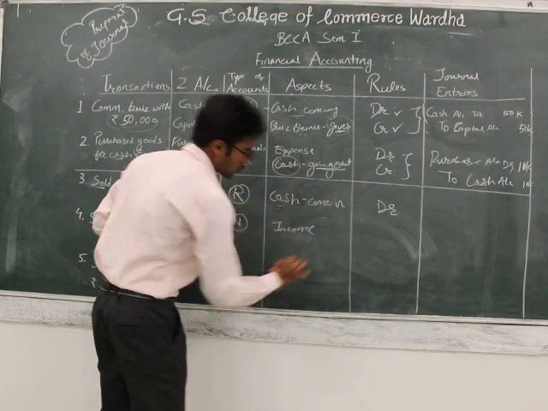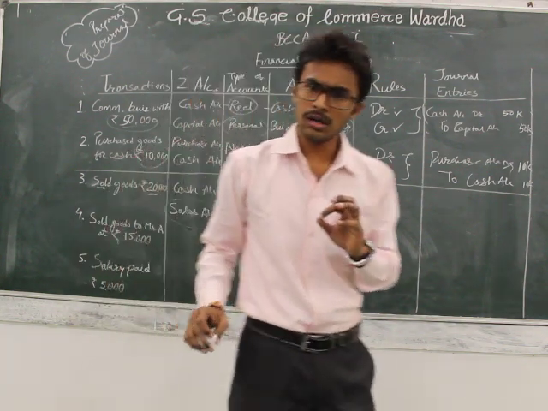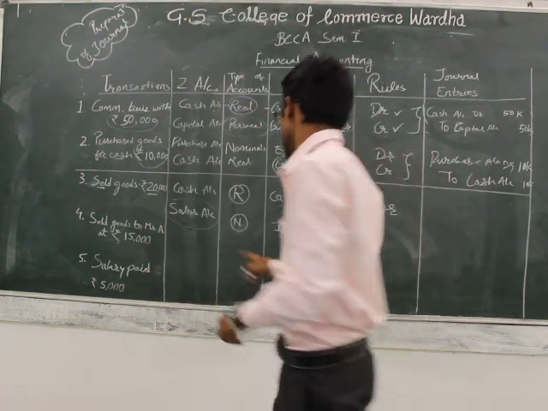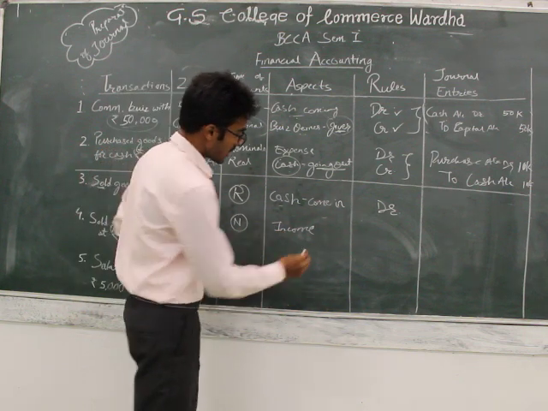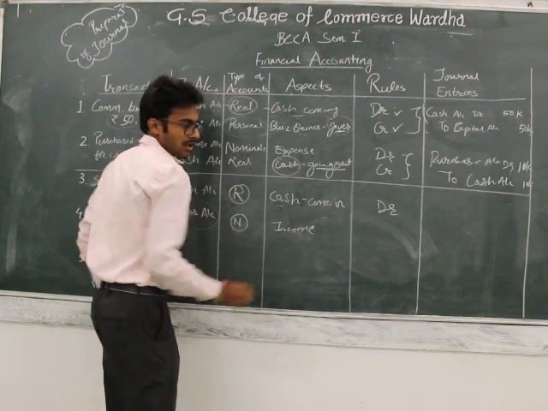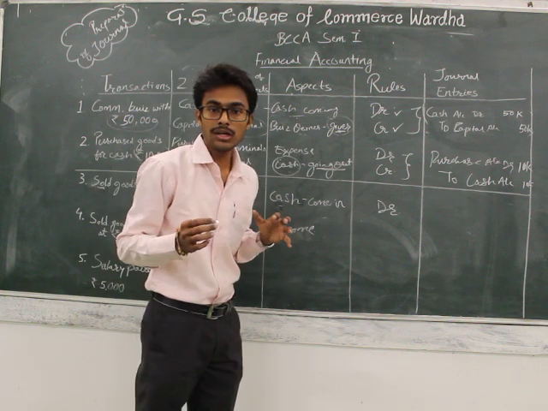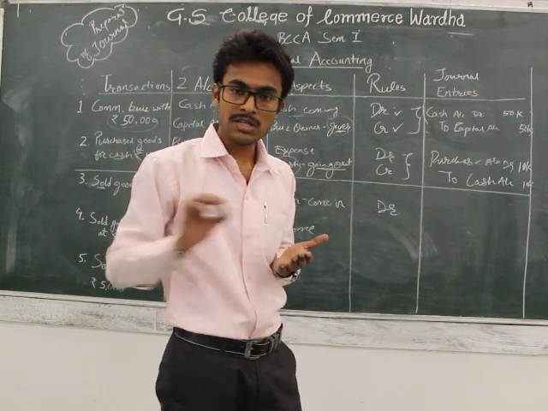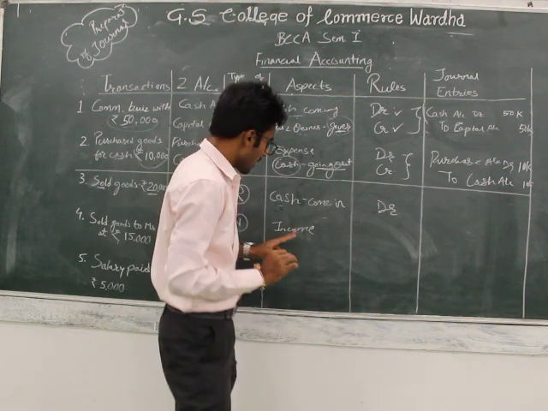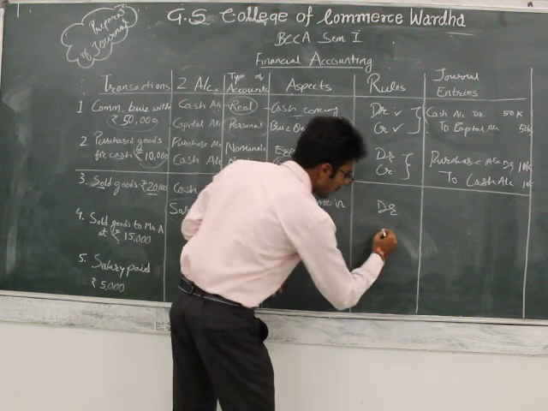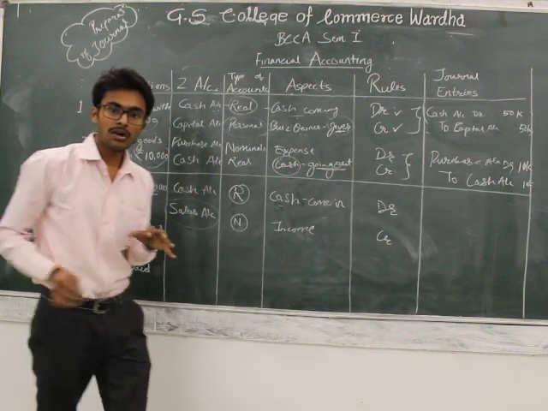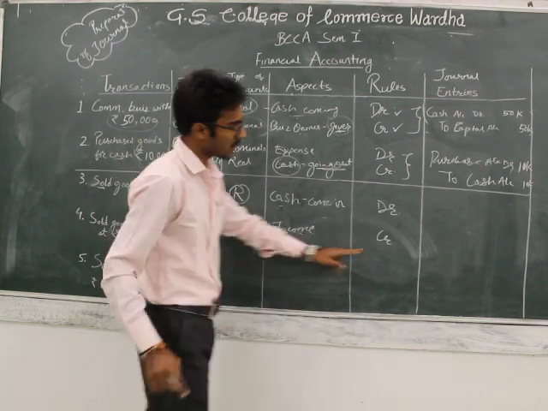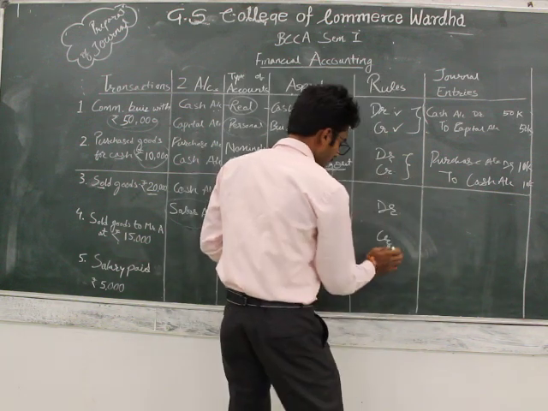Again, we will repeat the golden rule for nominal account: debit all expenses and losses, credit all income and gains. Sales account is a nominal account. Nominal account says sales is income. Then the golden rule says you should credit income. This is income, which means this will be credited.